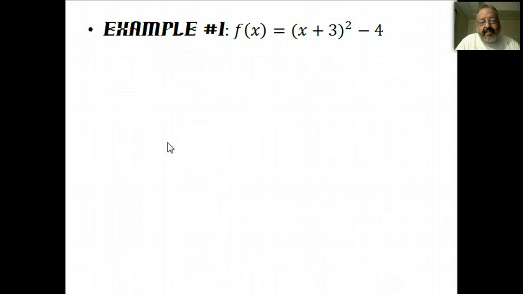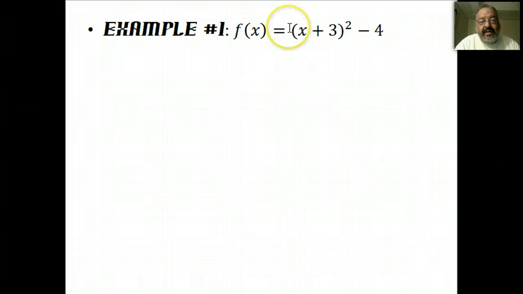Okay, let's look at an example here. f of x is equal to the quantity x plus 3 squared minus 4. Picture that in your mind and see if we can graph it without looking at the next slide. What are some of the transformations going on here? Well, this tells you it's going to go to the left 3 and down 4.